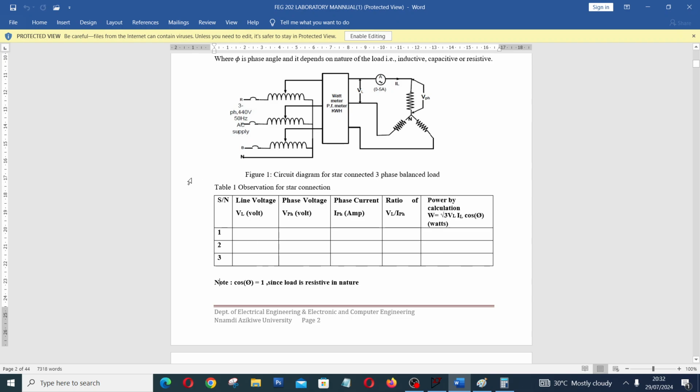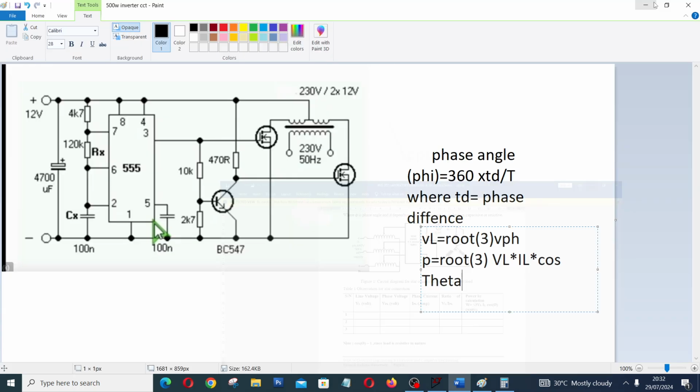So cos theta is equal to 1, which means what we're going to do is √3 VL multiplied by IL multiplied by cos theta. Since cos theta is equal to 1, just replace cos theta by 1. You get the value of your power. That is how we run a 3-phase system.